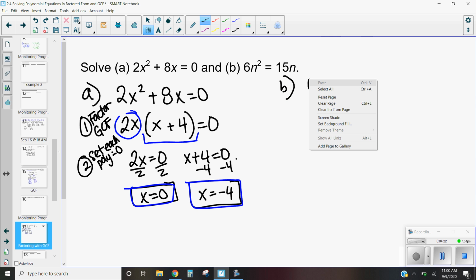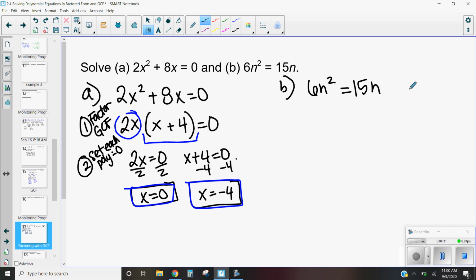Here we have 6n squared equals 15n. Now before you try this one on your own and pause the video, what I want you to notice is how this is not equal to 0.